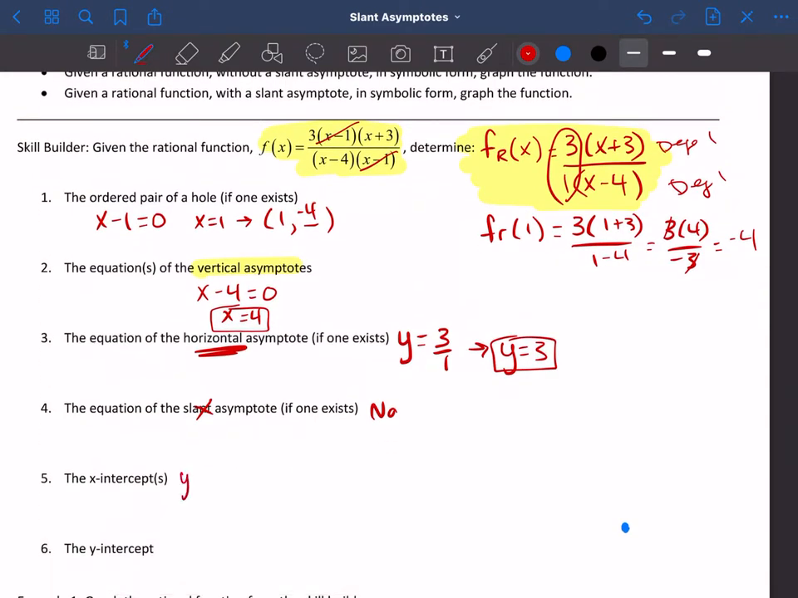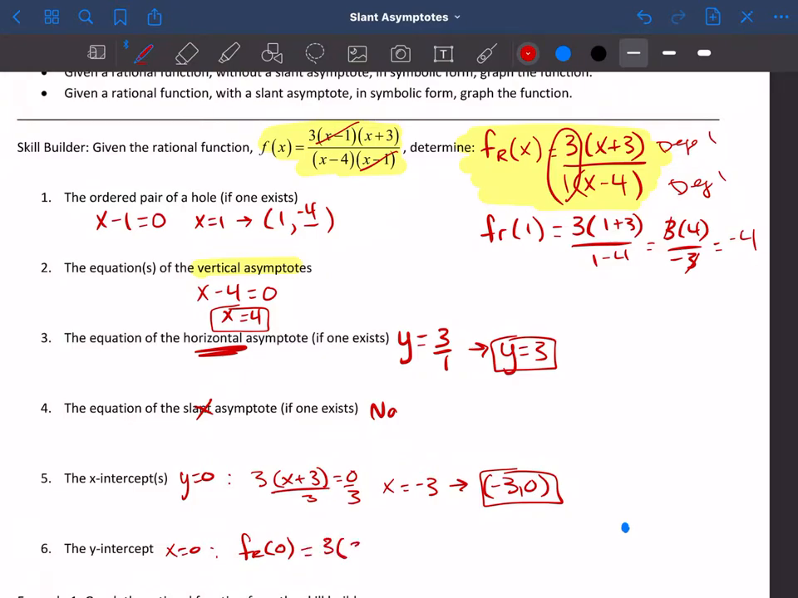X-intercepts, that's going to be where y is equal to 0 or where my numerator goes to 0. So we set this equal to 0, divide by 3, we get x is equal to negative 3, so that leads us to the point negative 3, 0. Our y-intercept is where x is equal to 0. So we're going to substitute in 0 into our reduced function. So we get 3 times 3 over negative 4. That gives us 9 over negative 4. So that gives us the point 0, negative 9/4.